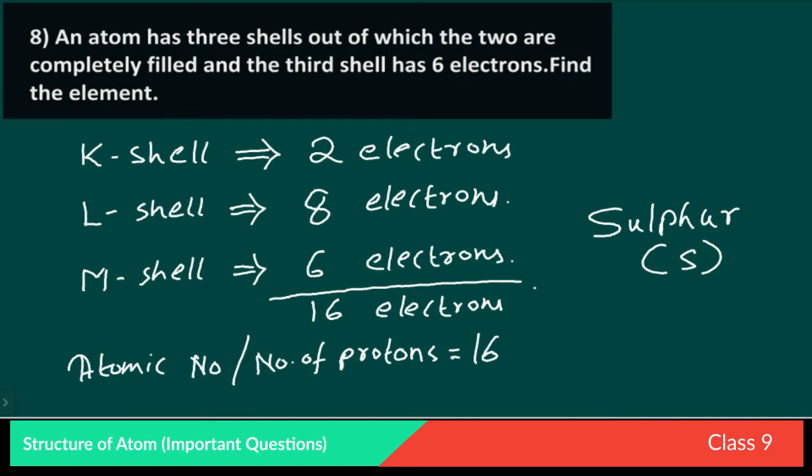Here the number of electrons is equal to the number of protons, and we also know that the number of protons is equal to the atomic number of an element. So as it contains 16 protons, we can say that the element will have atomic number 16, and finally we come to the conclusion that the element is sulfur.